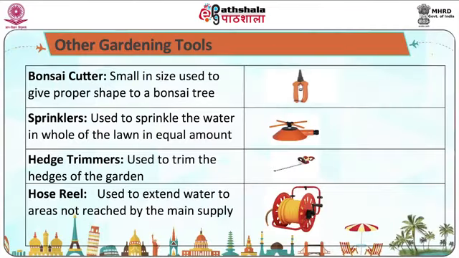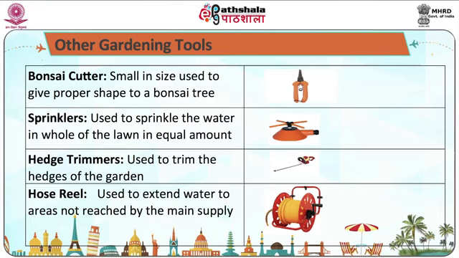Apart from the above mentioned tools, there are some other tools which are used by the gardeners, and we have categorized them in the other category. These include bonsai cutter. Bonsai cutter is small in size and used to give proper shape to a bonsai tree. Sprinkler. Sprinklers are used to sprinkle water over the whole lawn in equal amount. Then comes hedge trimmers. These are used to trim the hedges of the garden.